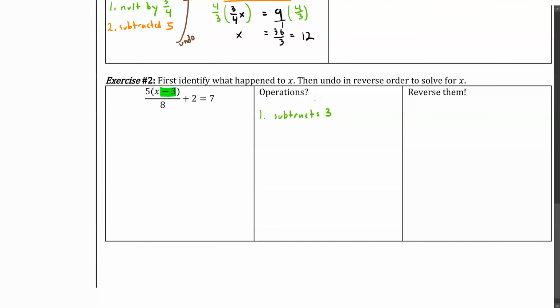From here, we have multiplication by 5/8. And then next, the problem also adds 2. So now that we've written out what the problem did to x, we are going to undo. Right? Reverse them.